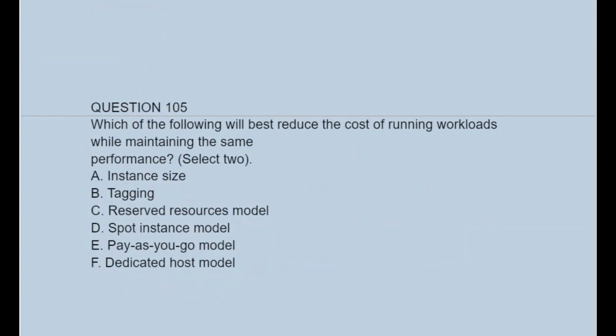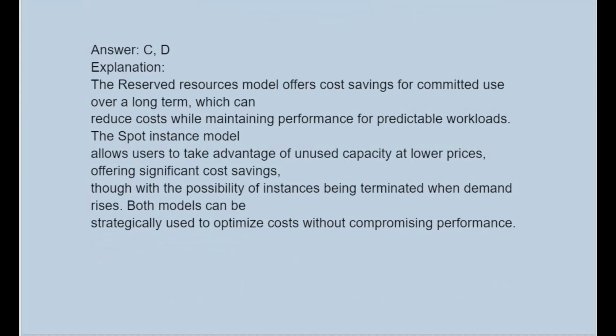Question is, which of the following will best reduce the cost of running workloads while maintaining the same performance? Select two options. Option A. Instance size. Option B. Tagging. Option C. Reserved resources model. Option D. Spot instance model. Option E. Pay as you go model. Option F. Dedicated host model. Correct answer is option C and option D.